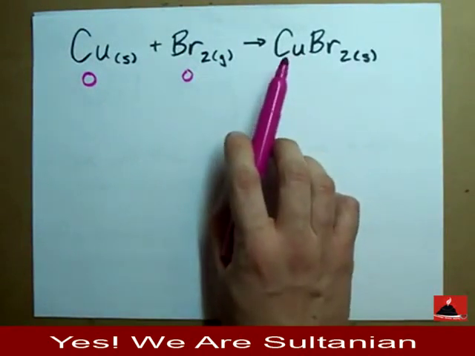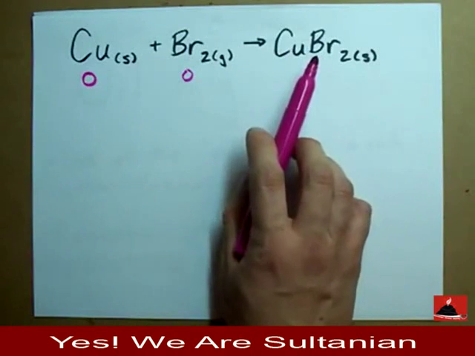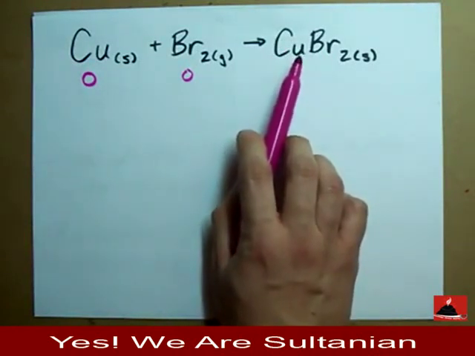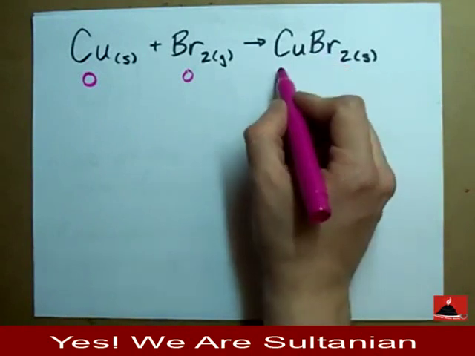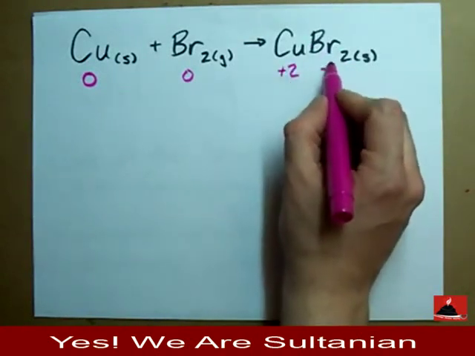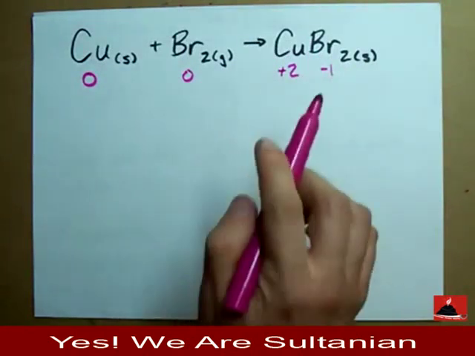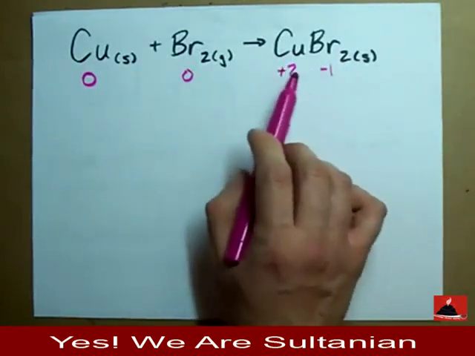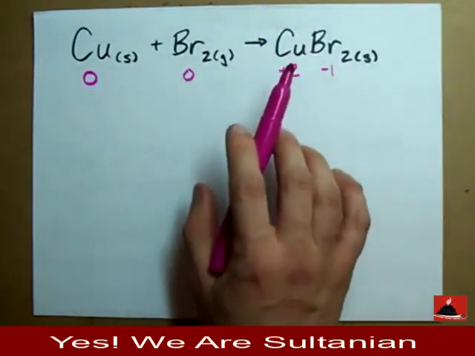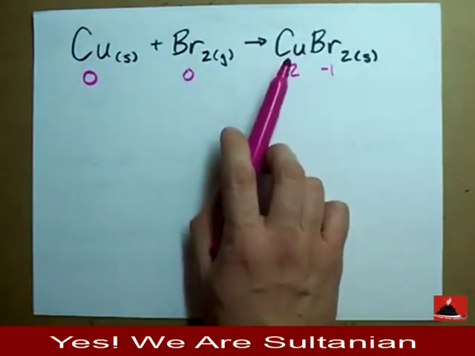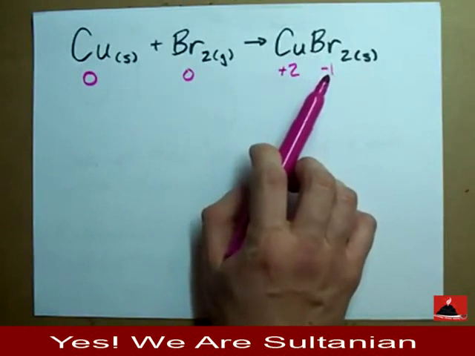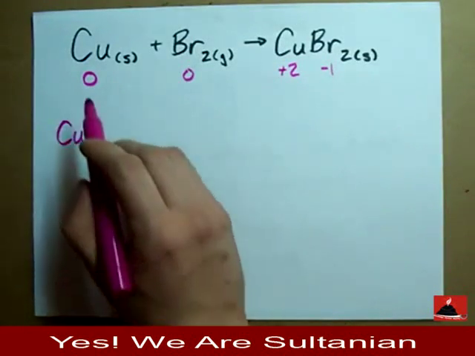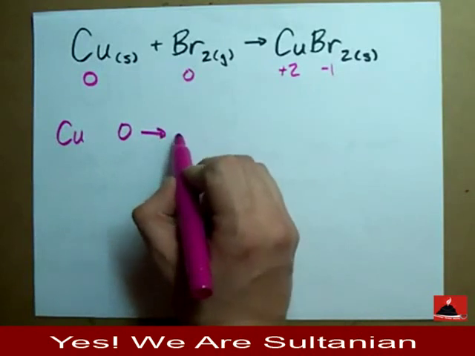In this compound, though, I've got my copper bonded to two bromines. Now, when copper and bromine are in a chemical like this, it's called an ionic compound. The copper, in this case, wants to have a charge of plus 2, and each of the bromines wants to have a charge of minus 1. Notice I have two atoms that have a charge of minus 1, one atom that has a charge of plus 2, and so the charges eventually cancel each other out. Another way to think about this is that the ions that make up this ionic compound are the copper 2 ion and bromide ions, which have charges of minus 1. Anyways, here's my point. The copper atoms went from a charge of 0 to a charge of plus 2.